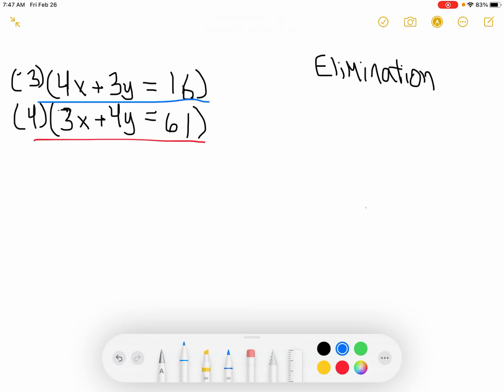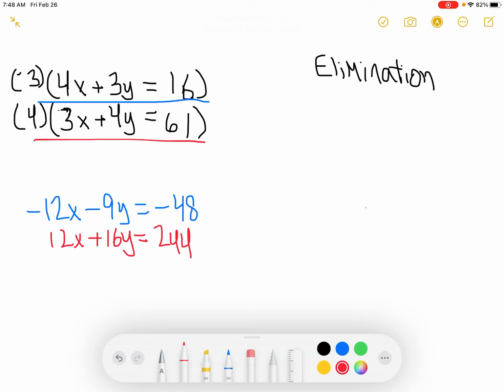So the blue is down here. We would get -12x, -3 times +3y is -9y, and then -3 times 16 is -48. Now, we'll do the red. 4 times 3 is 12x. 4 times 4 is +16y. And then 61 times 4 is 244.